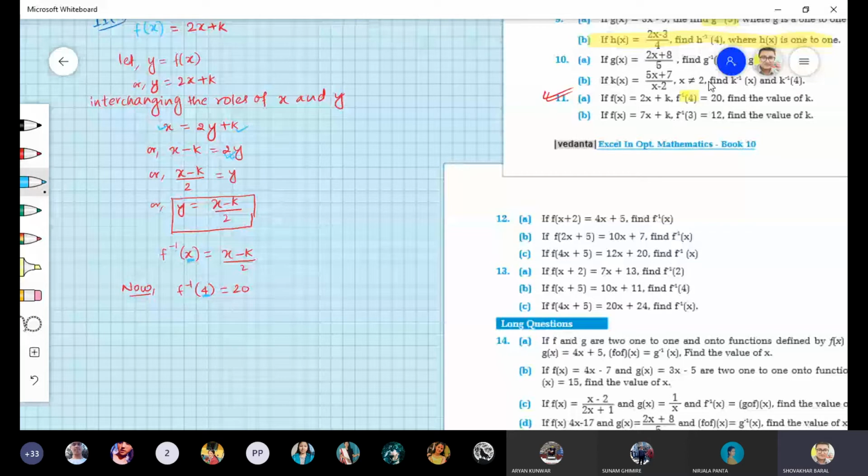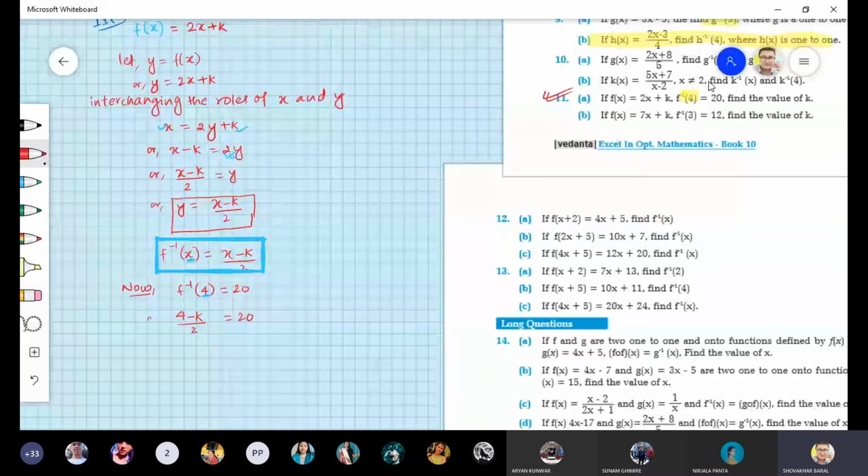Do you understand or not? This f inverse x is given here, so you need to replace this 4 here. If you replace this on the left side, you need to replace that on the right side also. So it will be 4 minus k divided by 2, simply replace here. It is equal to 20.